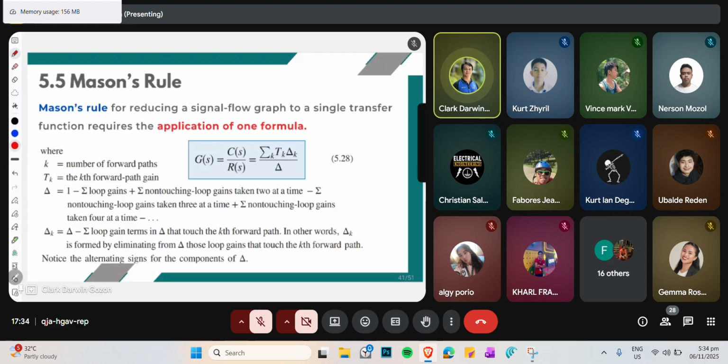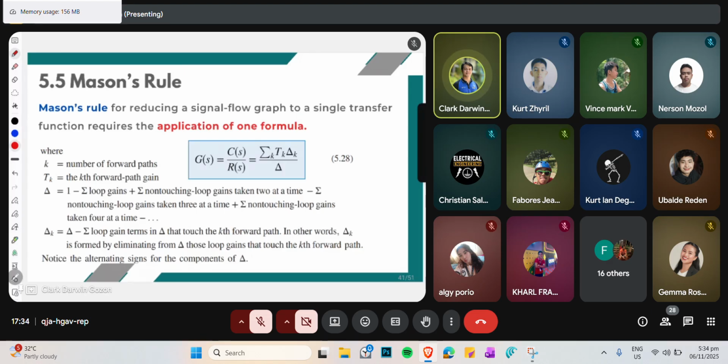So, ang transfer function daw kuno C of G of S, which is equal to C of S over R of S, no? Yung output is C of S, ang input is R of S, is equal to the summation of Tk and delta K over delta. Ang definition is kanang nasa ubos unsa ng mga K, Tk o delta K and delta. Okay, si K is the number of forward path.